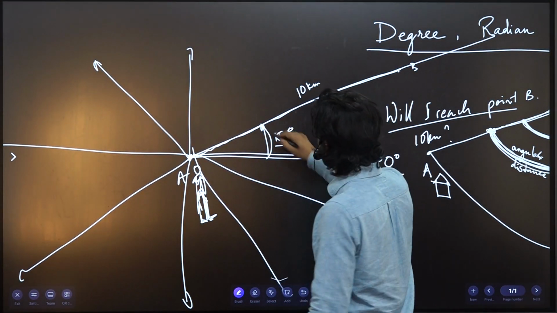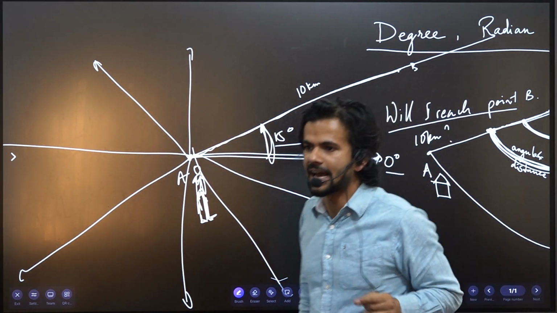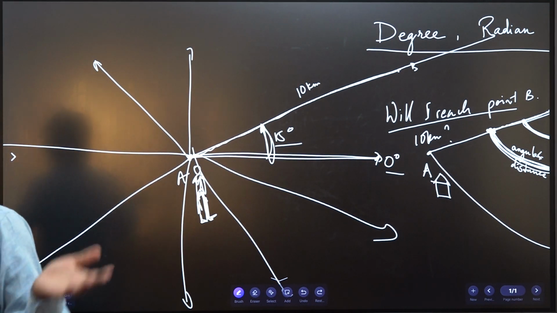So you need both. Angles are very important, and don't get scared of angles.